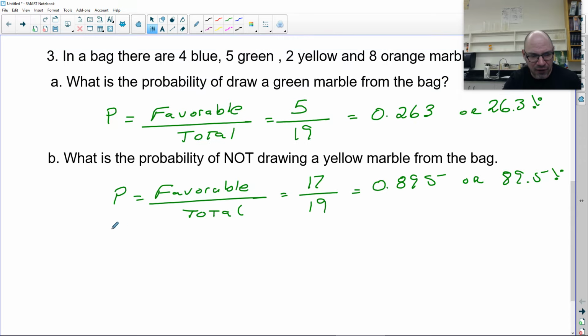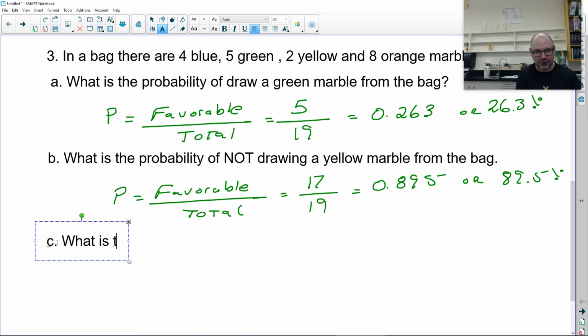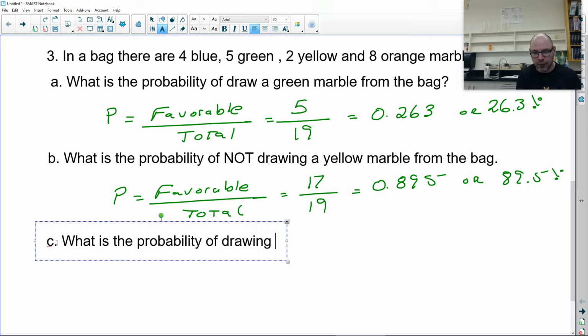And I'll show you how the "and" one works later in the video because it's a little trickier. Okay, so what is the probability of drawing a yellow or green marble?